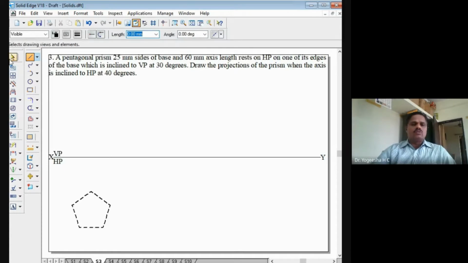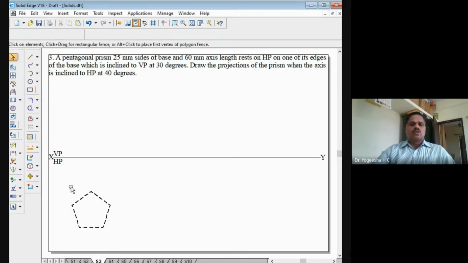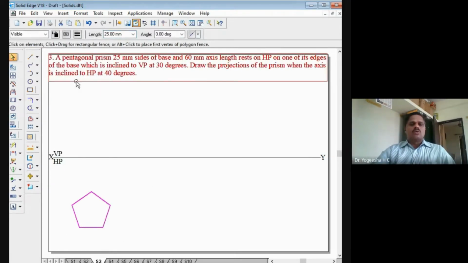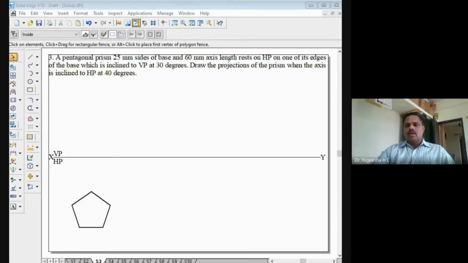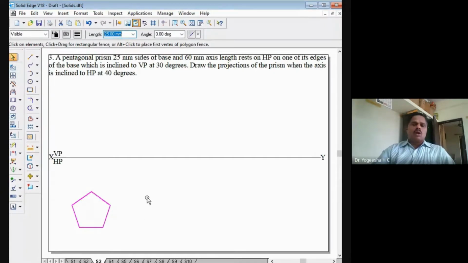Here I have not chosen the proper line type, so I have to choose the continuous line. So I'll choose the continuous line. Then you can see I have drawn the pentagon now, with the side equal to 25 mm.